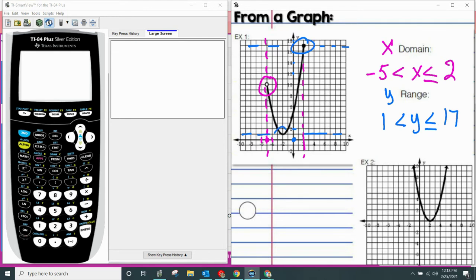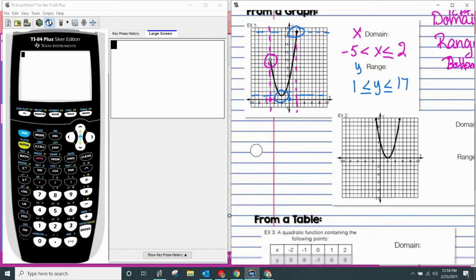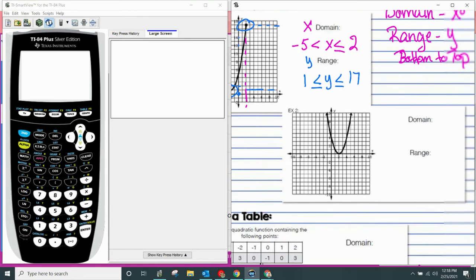And then down here at the bottom, I don't have any holes in my graph, so I need a line under that one too. Okay, so let's look at another one here. It's got an example too. I'm going to zoom in a little bit.